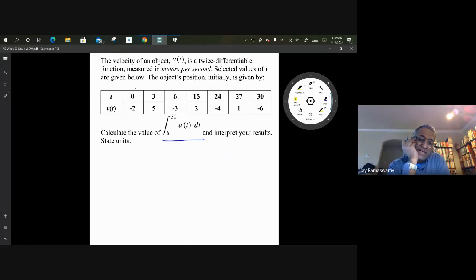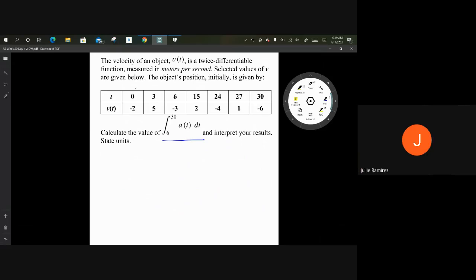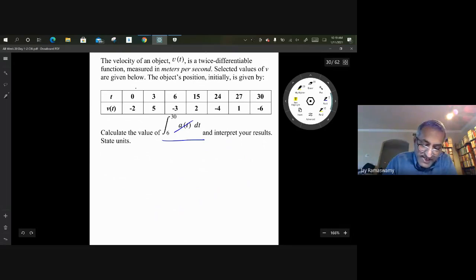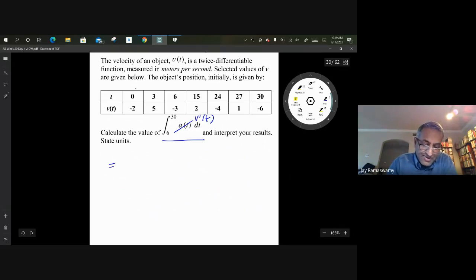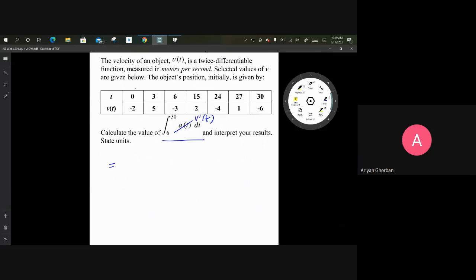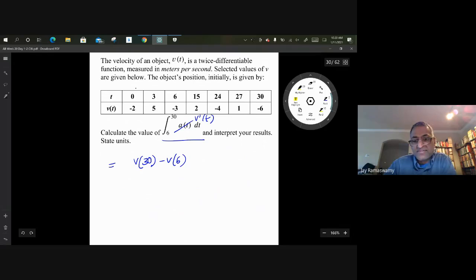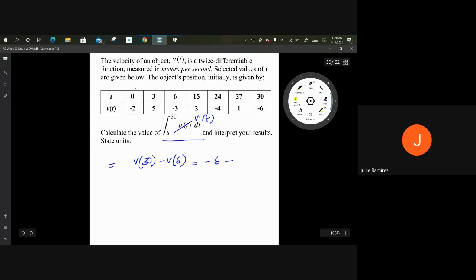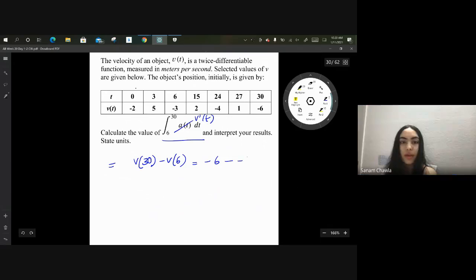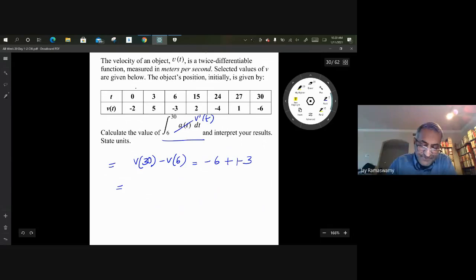Okay, do we have a mismatch? Yes. So I can cross out a of t and write v dash of t. Very smart. So net change kicks in. What am I writing? v of 30 minus v of 6. Is everybody okay there? What's v of 30 given to be? Negative 6. What's v of 6 given to be? Negative 3. Final answer? Negative 3.